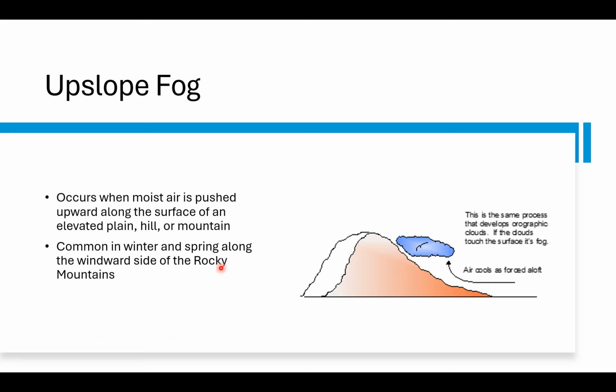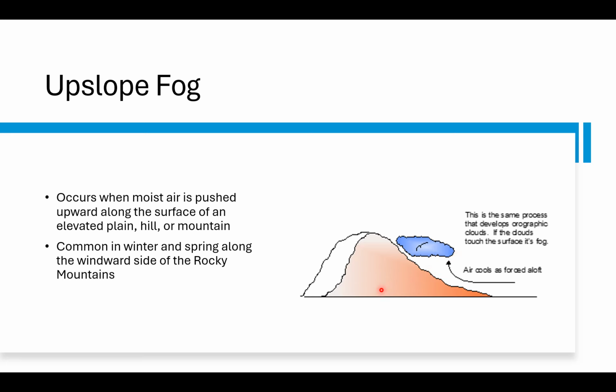Spring can also produce this upslope fog, and think about it, very common in winter and spring along the windward side of the Rocky Mountains here. Okay, it also can be common on the east side of these Rocky Mountains. Whenever you get a cold high pressure system to the northeast and that clockwise flow, northeast winds blow up against this normal leeward side of the mountain slope, you can get socked in with fog as well.